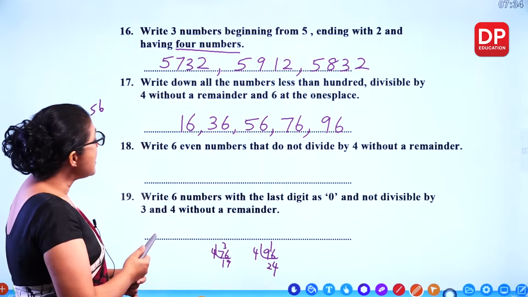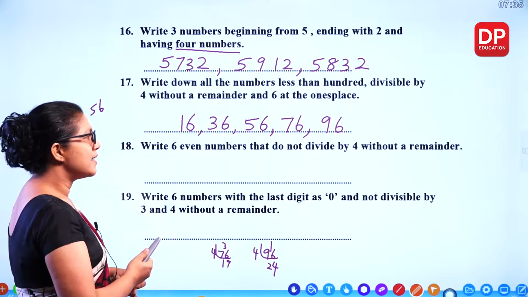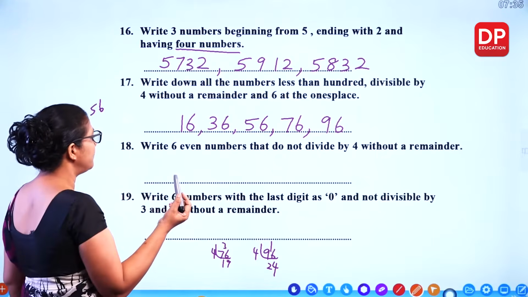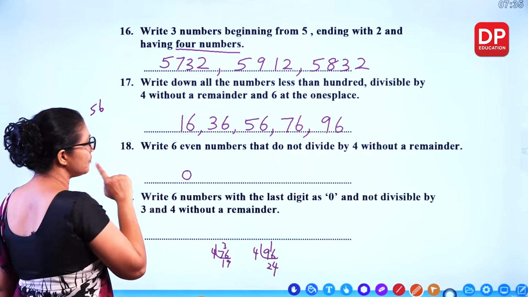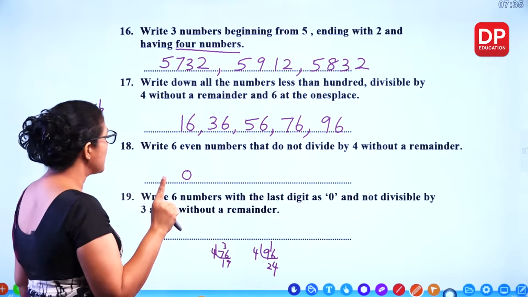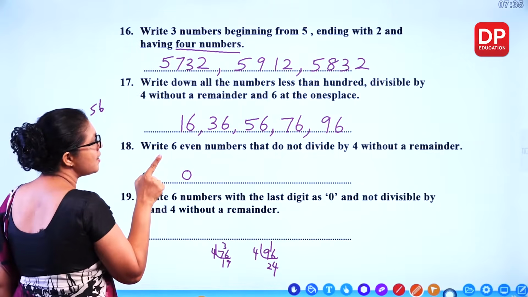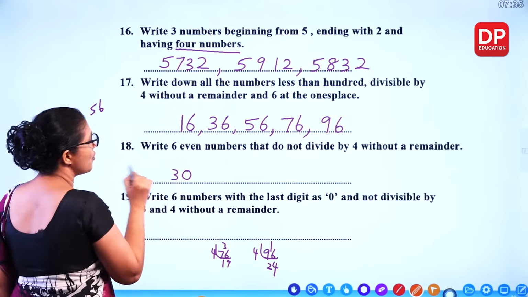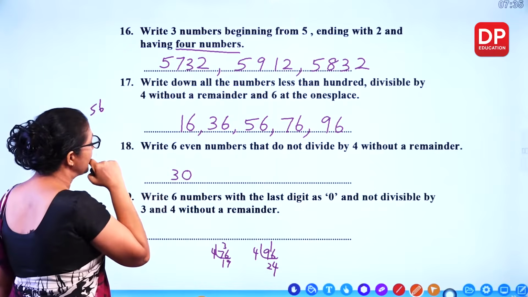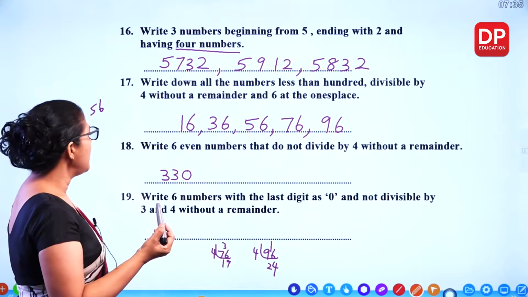Look at this one. Write 6 even numbers that do not divide by 4 without a remainder. Even means the last digit is either 0 or an even number. So we'll put 0, and it's not divisible by 4. So what's the condition? You can't put 0 there. What about 30? Is 30 divisible by 4? No. So you can put 30 and any number, like 330. It's not divisible by 4.